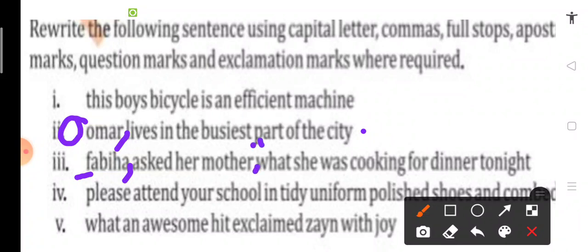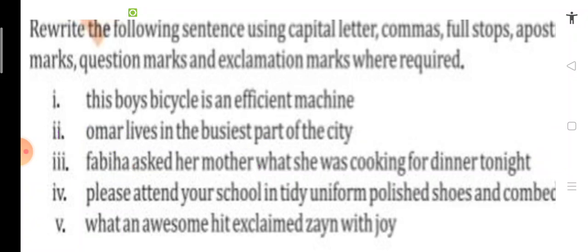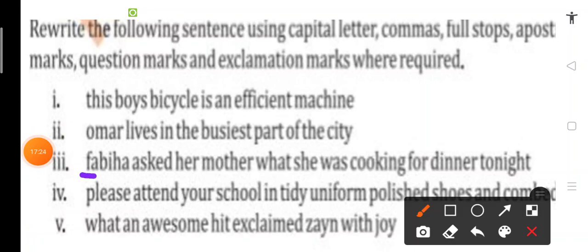and then inverted commas and a question mark in the end. So F would be capital, you will not write a comma here. F capital, asked her mother, comma, then inverted commas, and in the end a question mark. Got it? For Biha, asked her mother, comma, inverted commas, W capital. Okay, what she was cooking for dinner tonight.